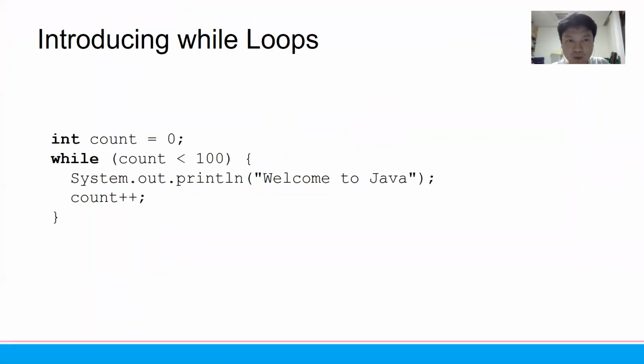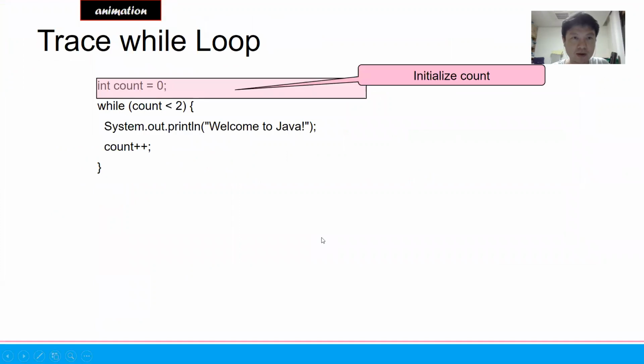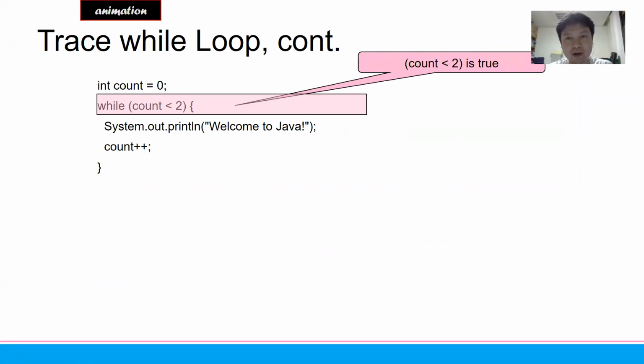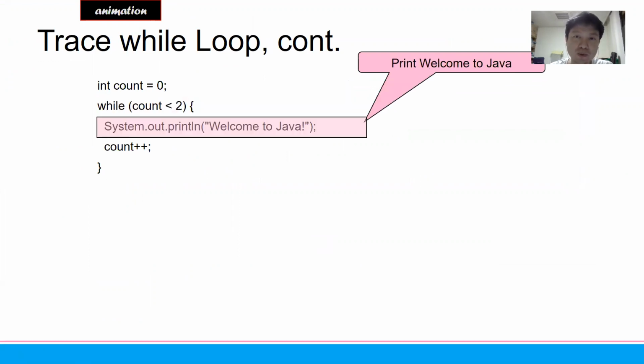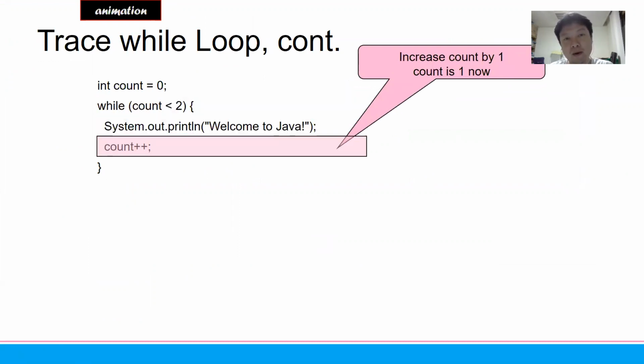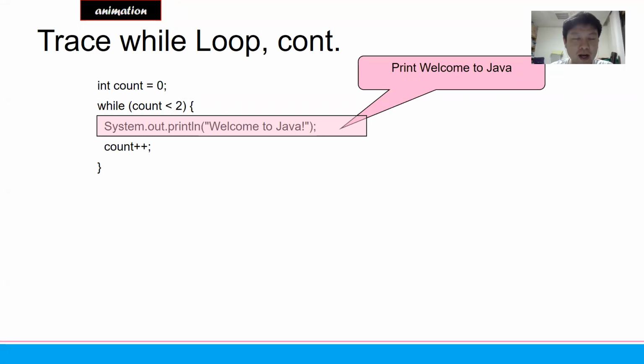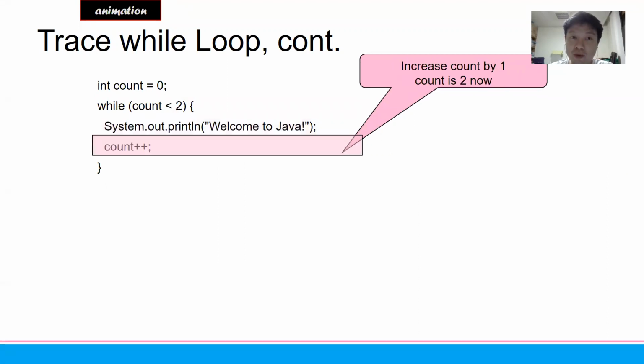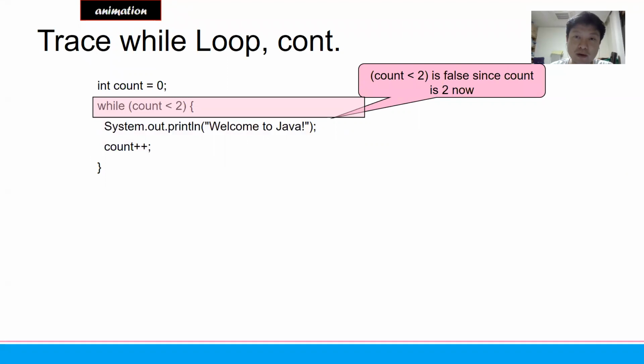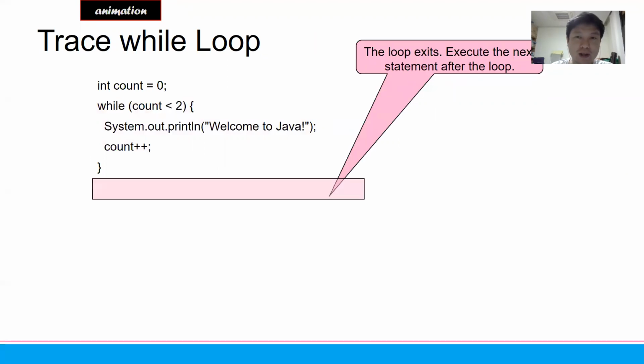So the idea of this while loop is something like this. First you will initialize, and then you will check if the condition is true or not. Because count is 0, it is true, so we'll print. And then count will be added by 1 because it is count plus plus. So again, you will check count is less than 2, yes, because count is 1. So we will print again, welcome to Java, and then we will add the variable count. Now count becomes 2. So you will check count less than 2, no. 2 less than 2, no. So it is false, and it will exit.